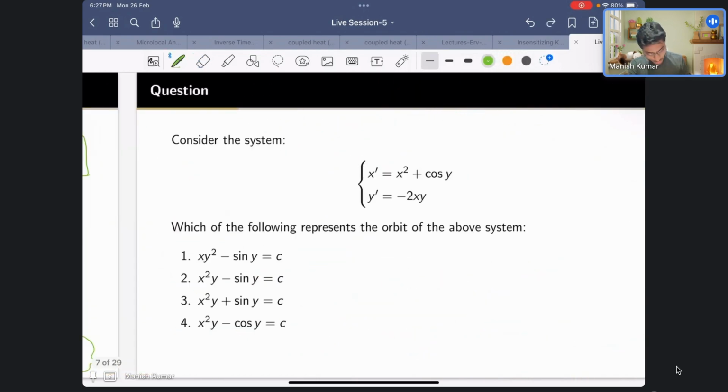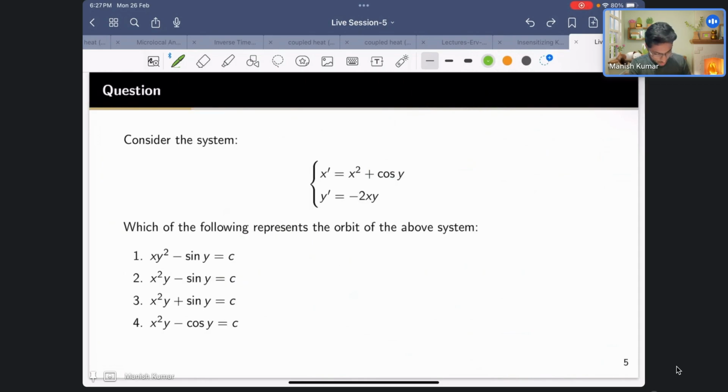Let us see one more problem. This problem I have taken from the assignments, and I chose it for the following reason. Over here again we'll proceed in the same manner.